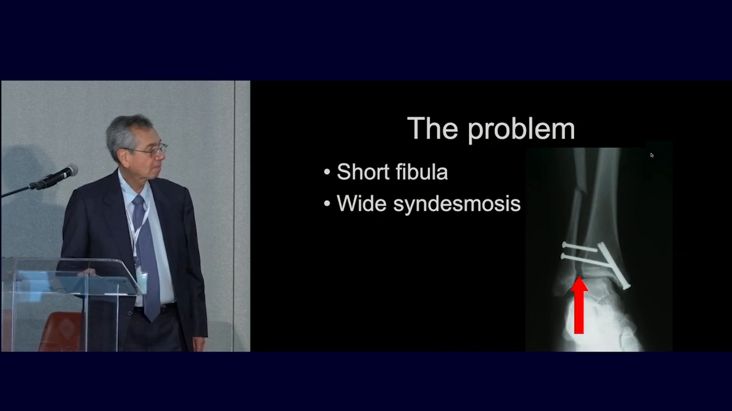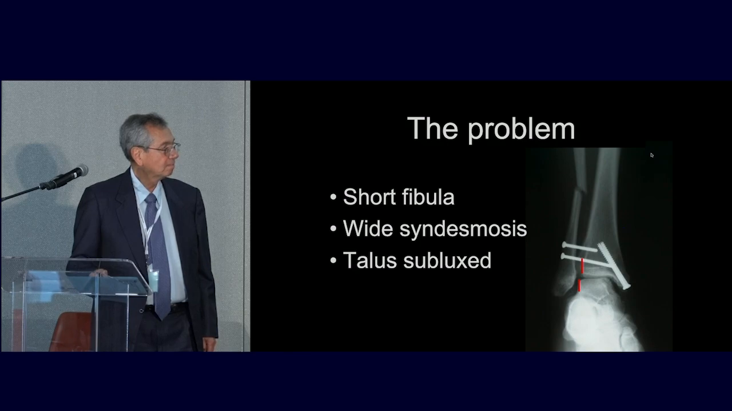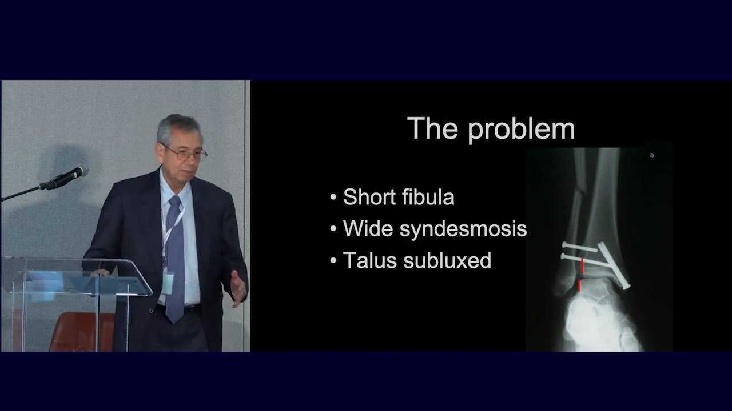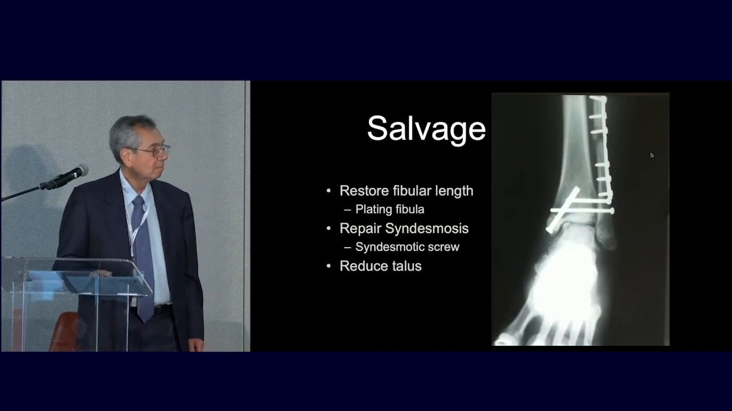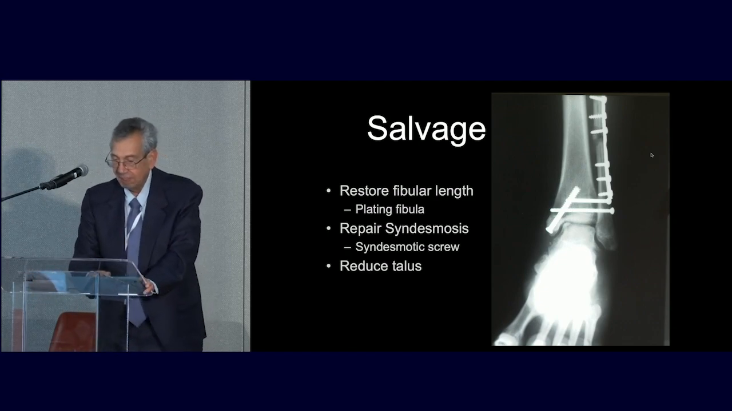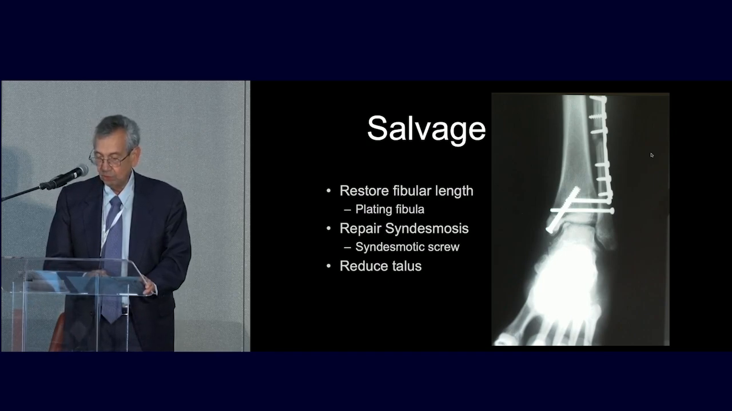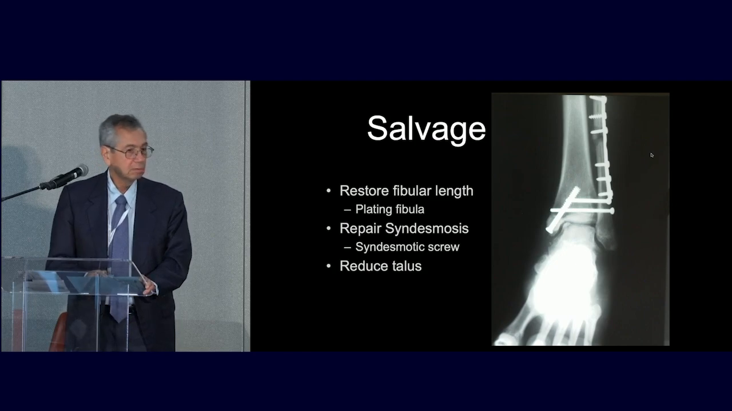You see, short fibula, wide syndesmosis, and the talus subluxated, and the patient requires another surgery. You have to restore fibular length, plating the fibula, repair syndesmosis with a syndesmosis screw, and reduce the talus.